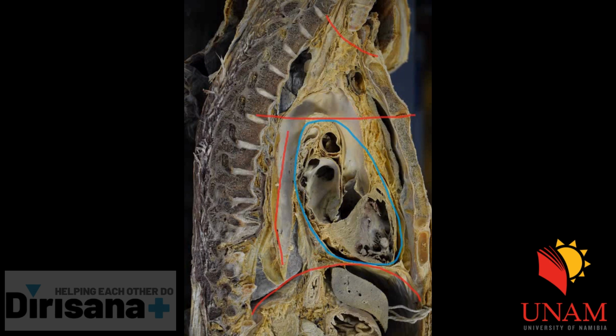Anterior to the pericardial sac, we have the anterior inferior mediastinum, and here we will find lymphatics, as well as in a child a thymus, or in an adult what is left of the thymus.